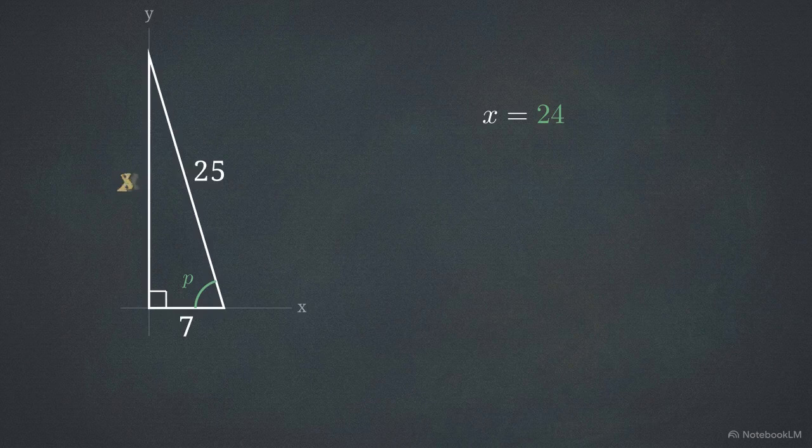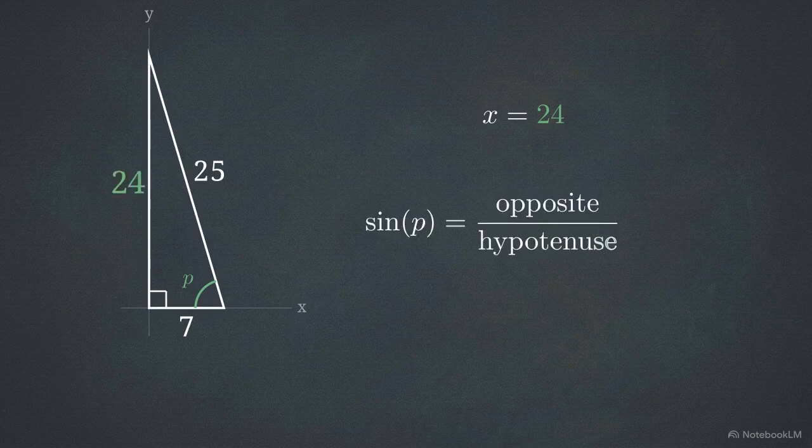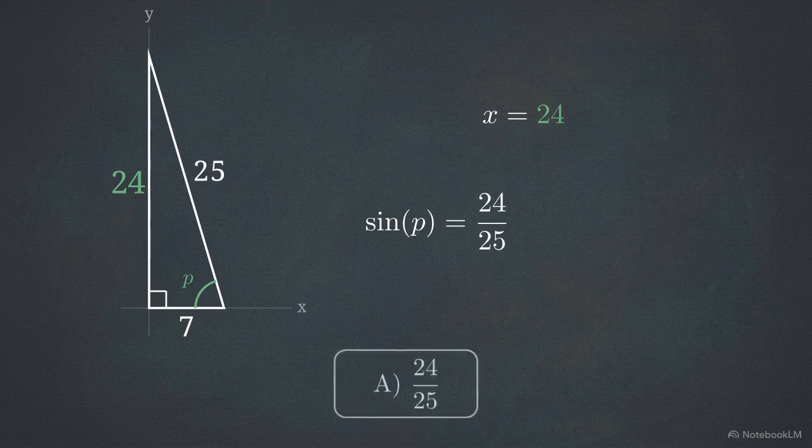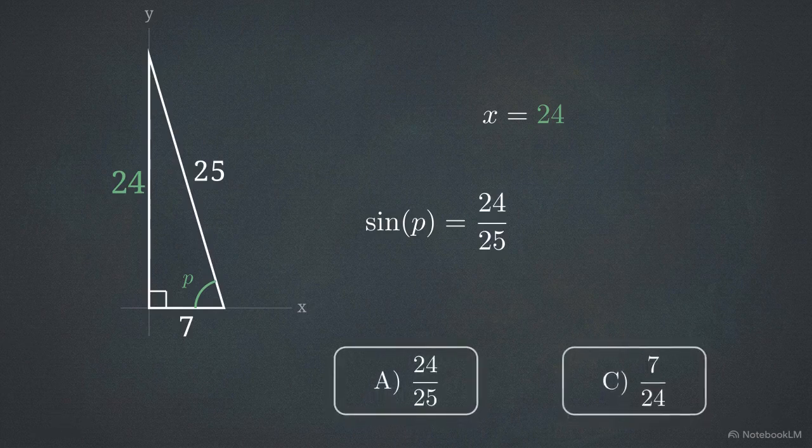Now we can find sine p, which is opposite over hypotenuse. That gives us 24 over 25, which is option A. Be careful with option C. 7 over 24 is a common trap because it uses the wrong sides.